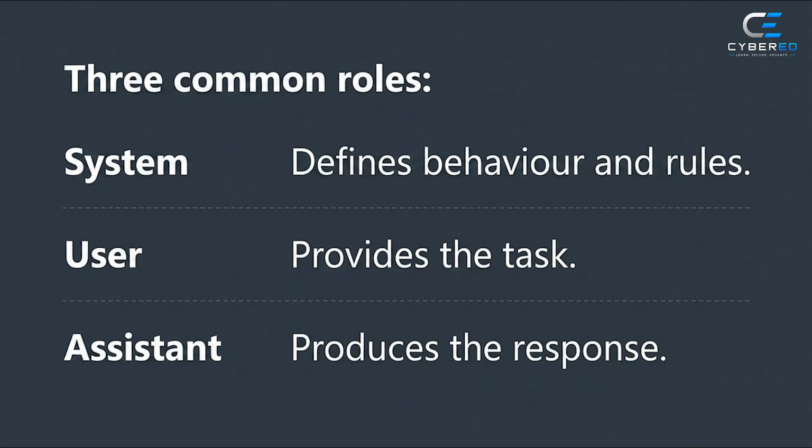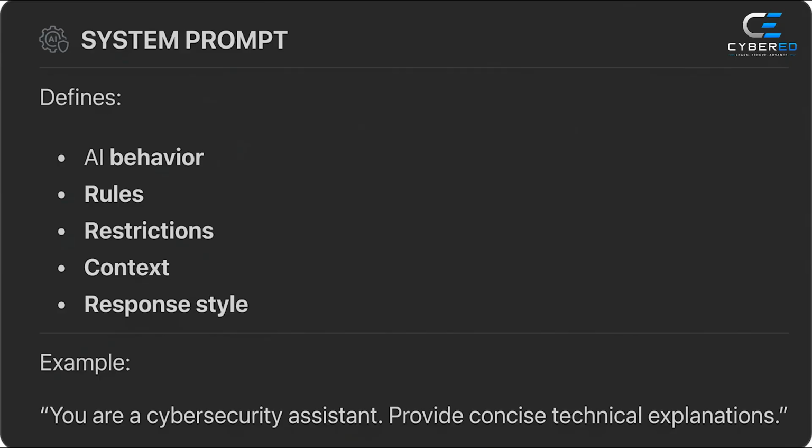Modern conversational AI systems often organize messages into different roles. The three main roles we need to understand are system, user, and assistant. Each serves a different purpose. The system prompt defines how the AI should behave. It can establish rules, restrictions, context, and the desired style of responses.